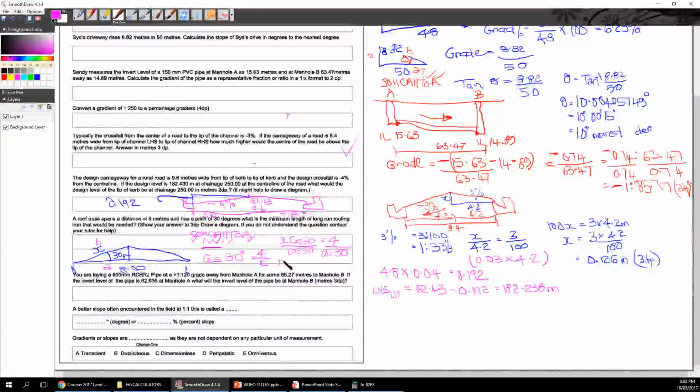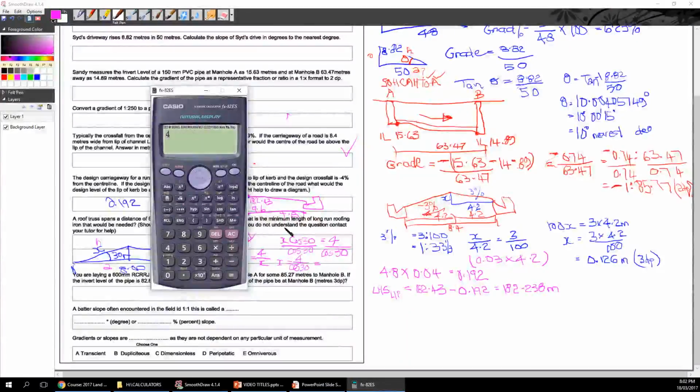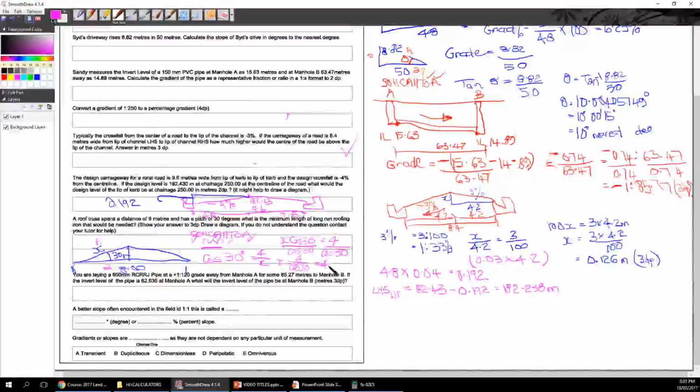X equals 4 over cos 30, which equals 4 divided by cosine 30 equals 4.619 meters, 3 dp.